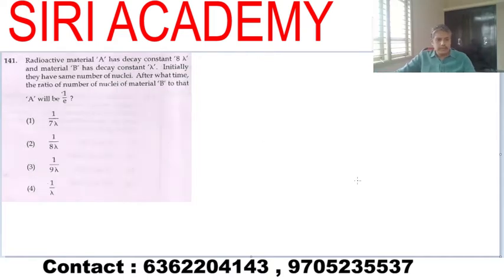So, question number 141. This question is related to the decay law. Radioactive material A has decay constant 8 lambda and material B has decay constant lambda. Initially they have the same number of nuclei. After what time the ratio of number of nuclei of material B to that of A will be 1 by e?